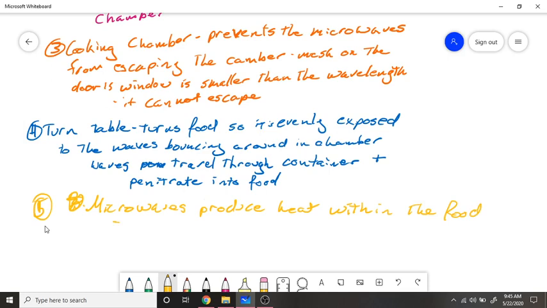But some people say, oh, microwaves cook food from the inside out. And that is not really true. They only penetrate 1 centimeter.